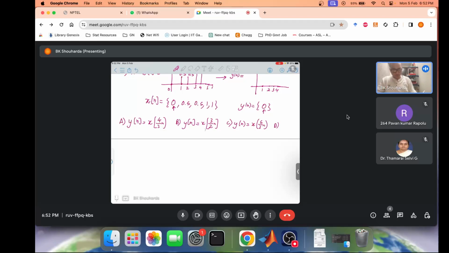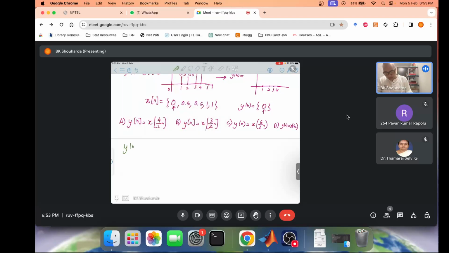fourth option is y[n] equal to x[4n]. Okay, so in this case actually there's no way other than checking each and every option and drawing them.